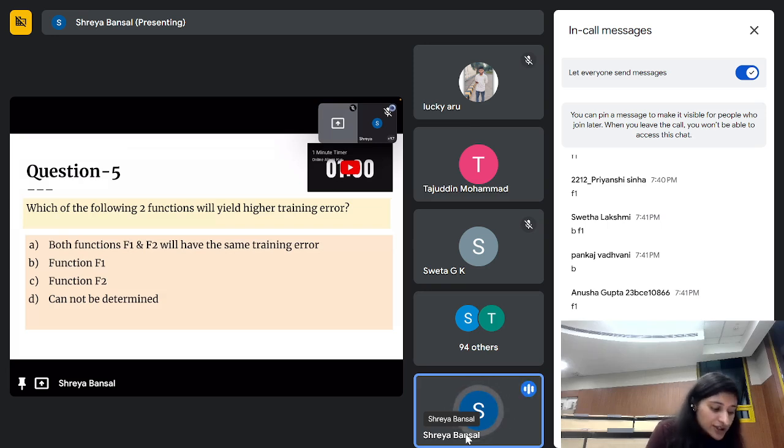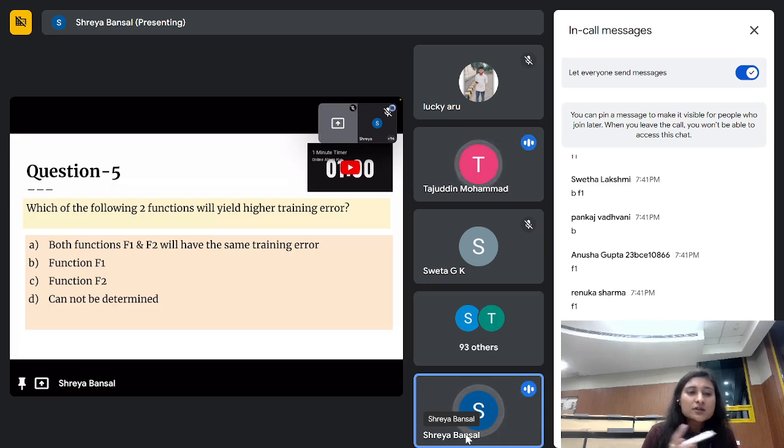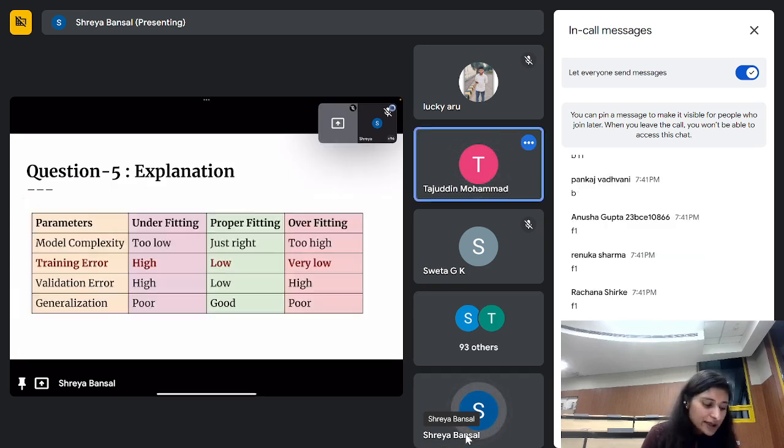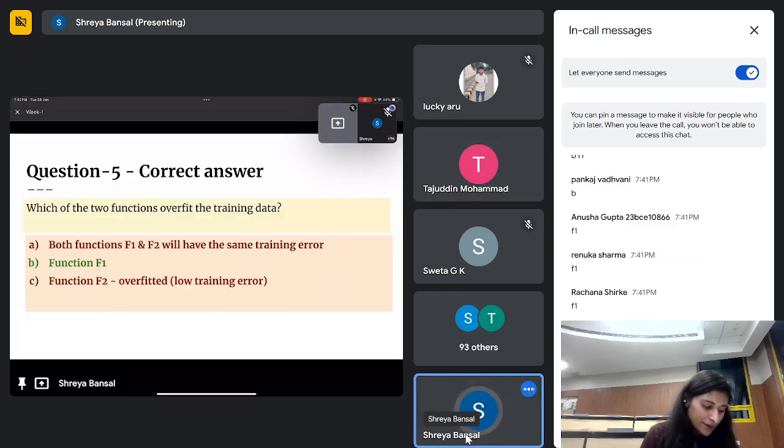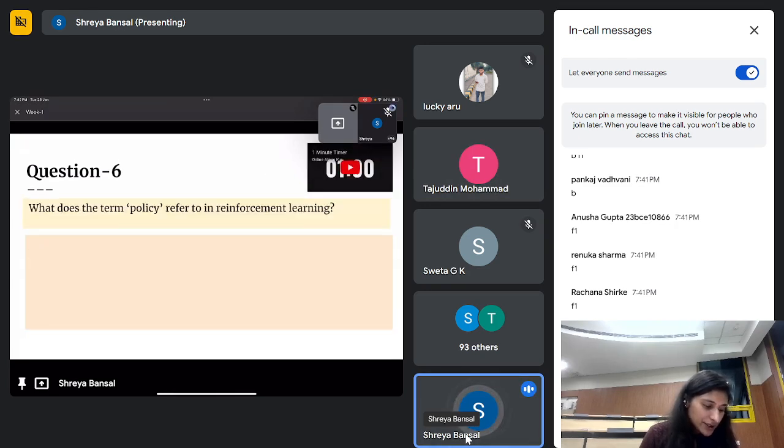But the question here is, you have to tell which of the two functions will yield high training error. It is not asking you whether it is high or low in absolute terms. It is making you compare two functions. So the answer will be either function 1 or function 2. As from the previous question, F2 is overfitting. That's why the answer will be F1. So let's move to the sixth question.